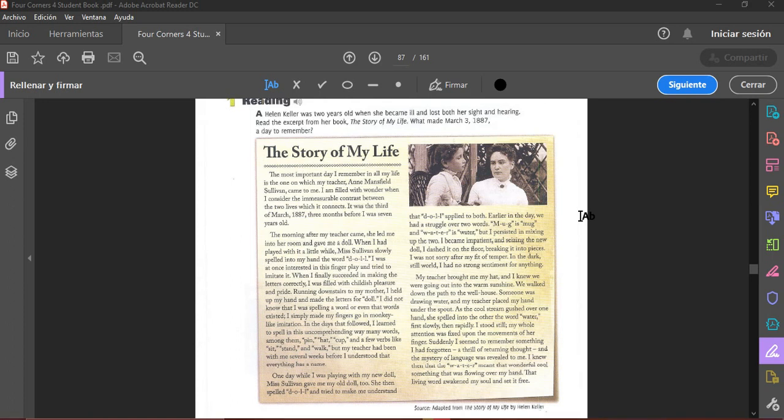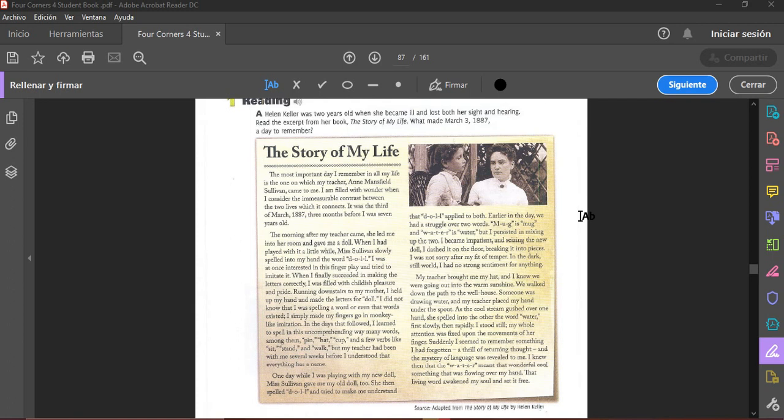In the days that followed, I learned to spell in this uncomprehending way many words, among them pin, hat, cup, and a few verbs, like sit, stand, and walk. But my teacher had been with me several weeks before I understood that everything has a name. One day while I was playing with my new doll, Miss Sullivan gave me my old doll too. She then spelled DOLL and tried to make me understand that DOLL applied to both.